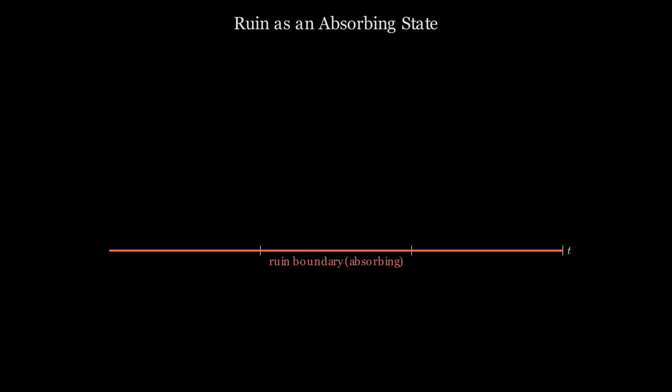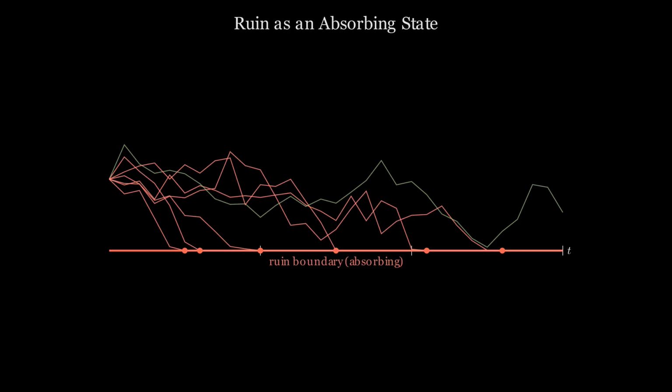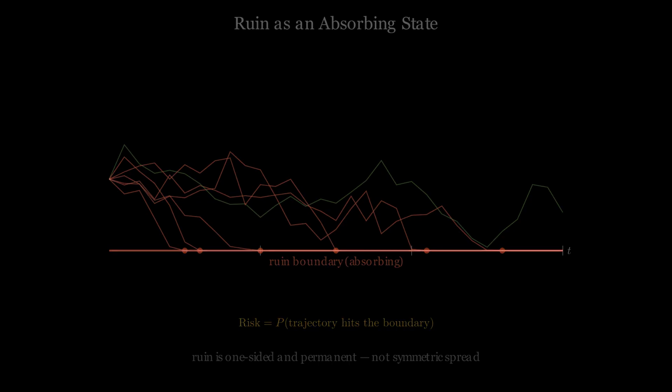Ruin in a stochastic model is defined as the path reaching zero capital or a margin threshold. This is an absorbing boundary. Once the trajectory crosses it, the model terminates. There is no recovery from that state. This structure is asymmetric. Only downward crossings of the boundary matter. Large upward moves are irrelevant to ruin probability. Only the distance between the current capital level and the absorbing threshold determines exposure.